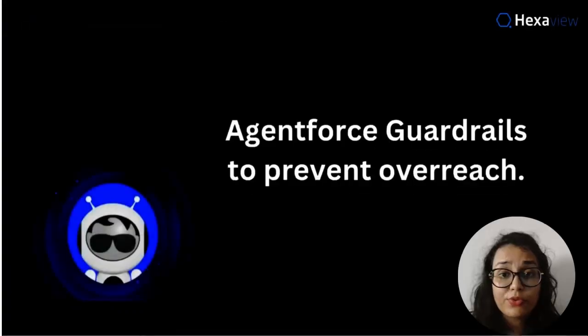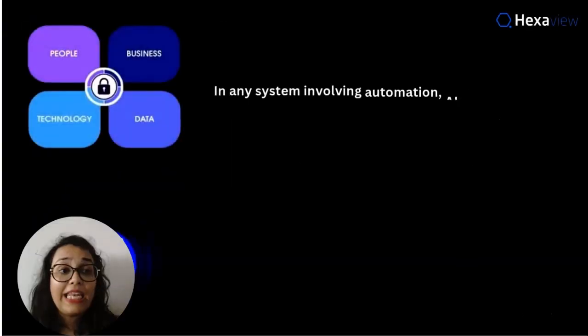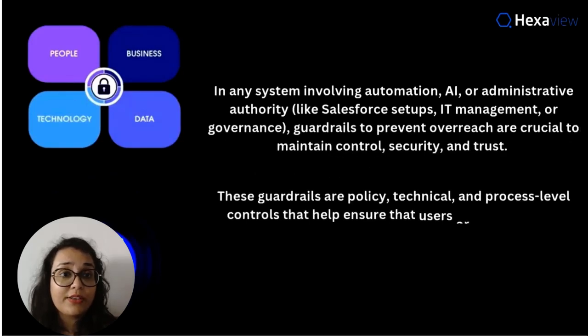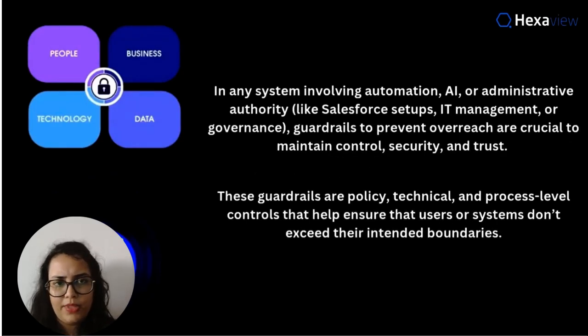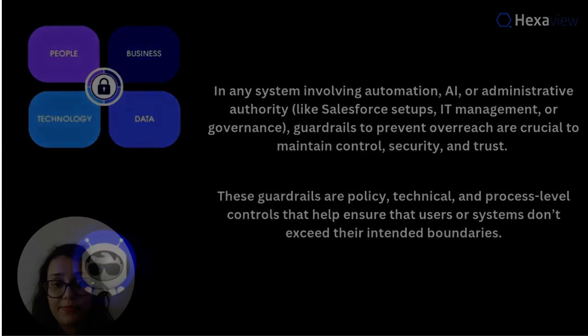Talk about Agent Force Guardrails. In any AI or automation system, guardrails are essential. Agent Force guardrails in Salesforce are designed to prevent overreach, ensuring AI agents operate within secure, well defined boundaries. These guardrails combine policy, technical, and process level controls to maintain trust, security, and control, making sure users and systems don't exceed their intended authority.